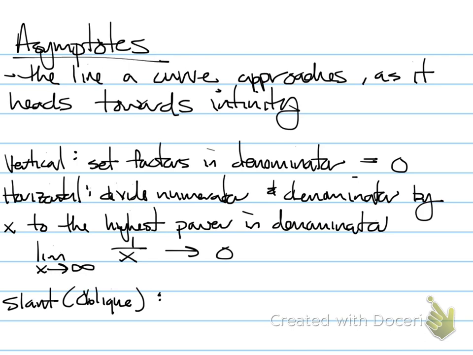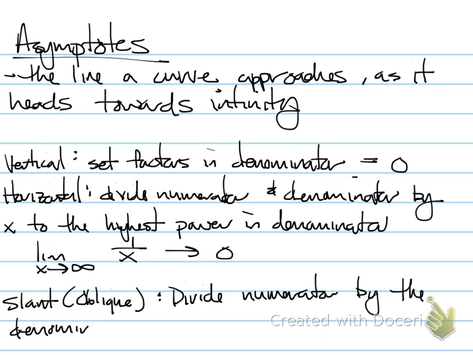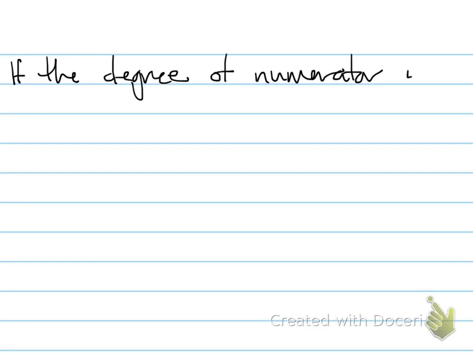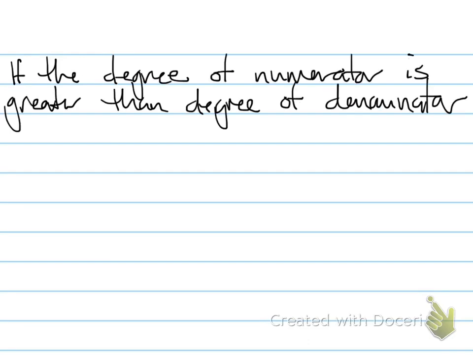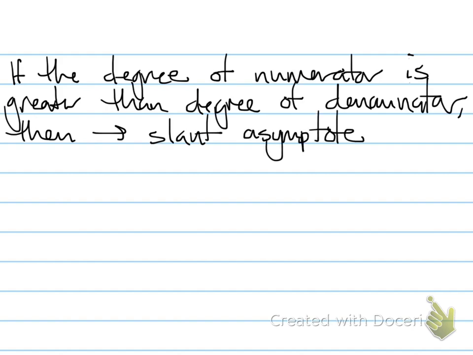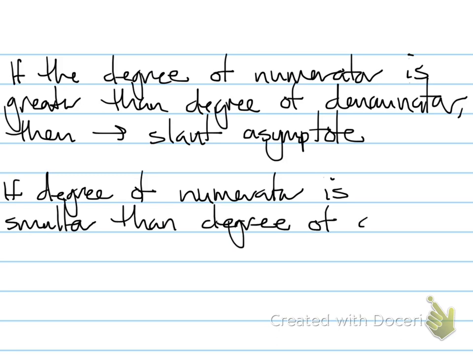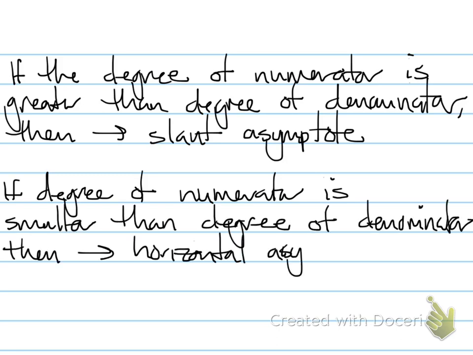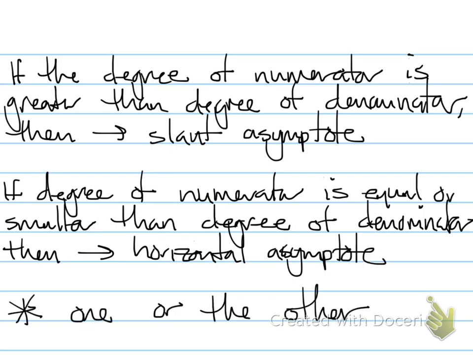To find the slant asymptotes, or the oblique asymptotes, you want to divide the numerator by the denominator. If the degree of the numerator is greater than the degree of the denominator, then you're going to have a slant asymptote. If the degree of the numerator is equal to or smaller than the degree of the denominator, then you're going to have a horizontal asymptote. You're always going to have one or the other.